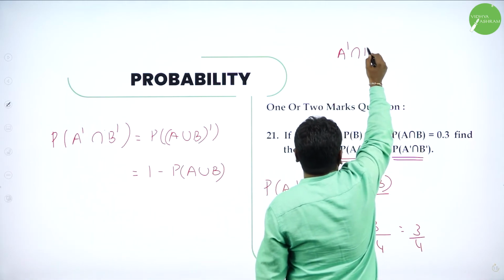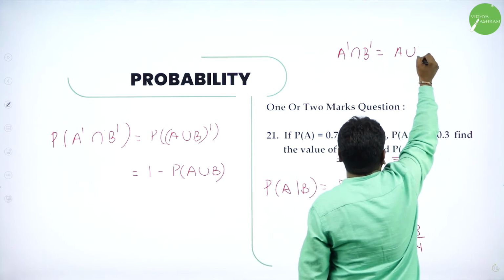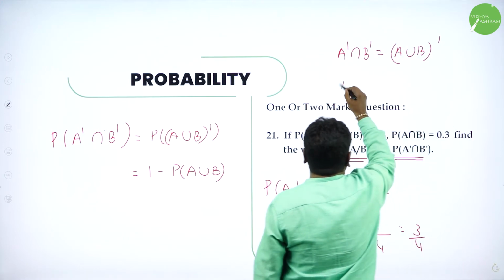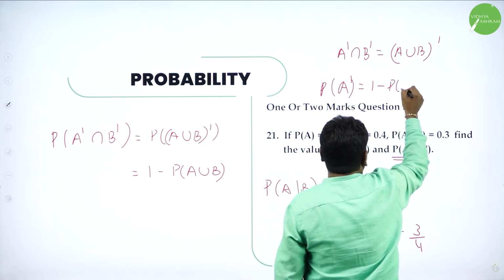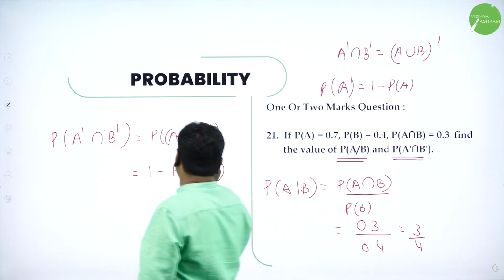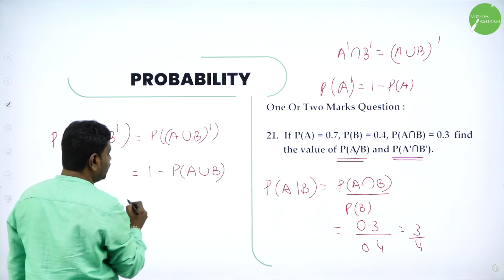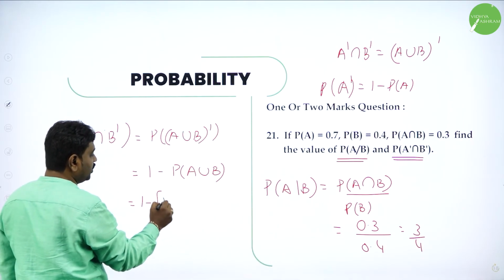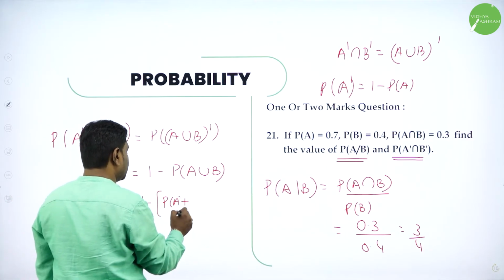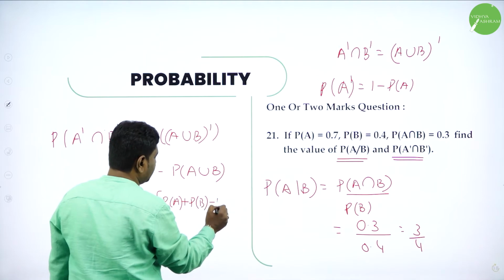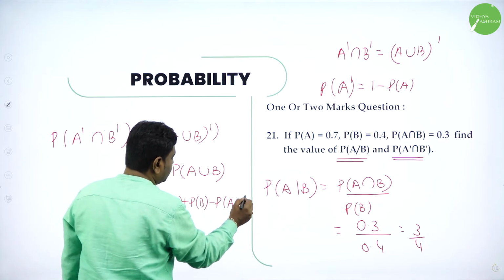A dash intersection B dash in maths can be written as A union B the whole dash, and A dash alone, P of A dash, is 1 minus P of A. Similarly, P of A union B the whole dash can be written as 1 minus P of A union B. That is 1 minus P of A union B, which is what? Have they given A union B? No. So therefore P of A plus P of B minus P of A intersection B. You know the A union B formula.